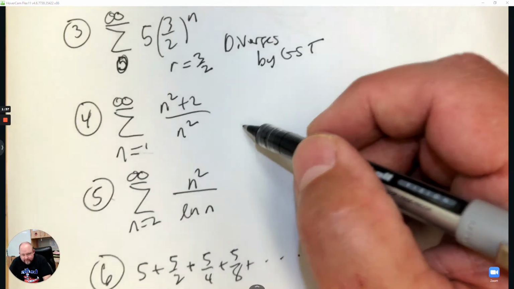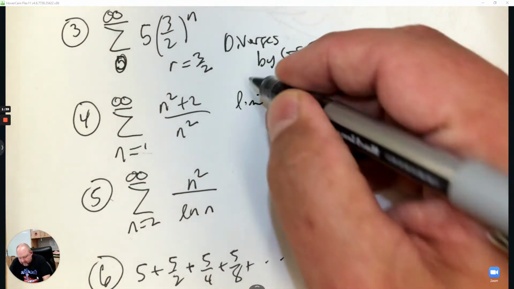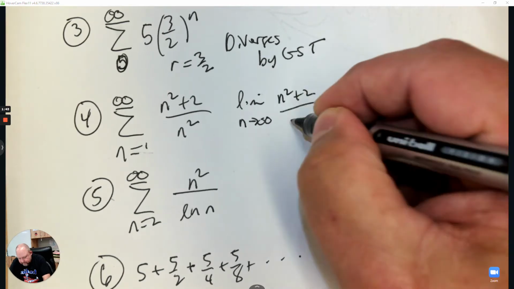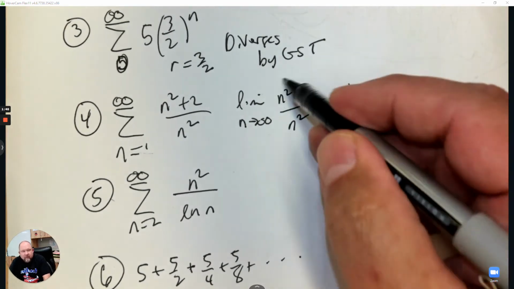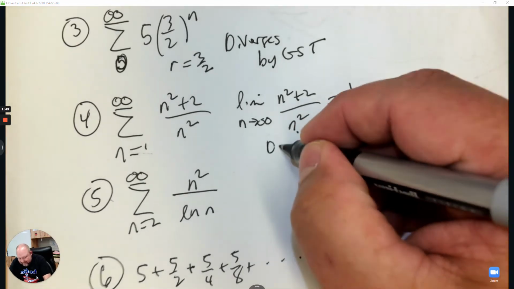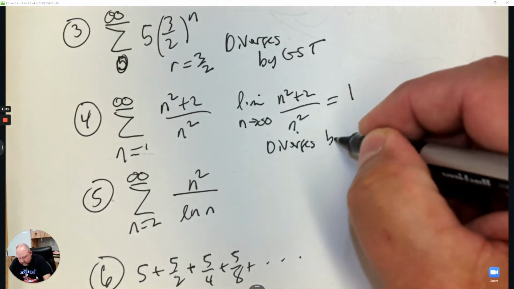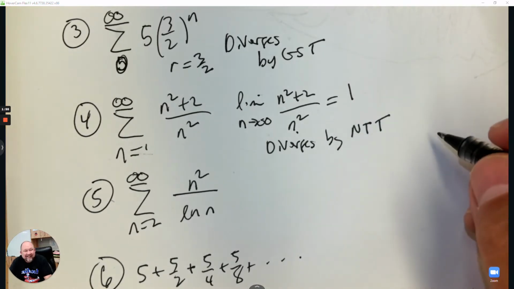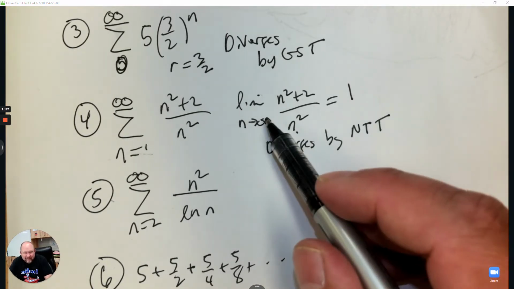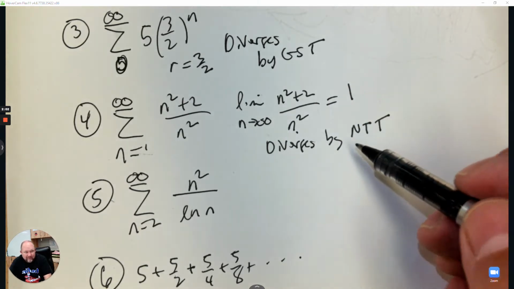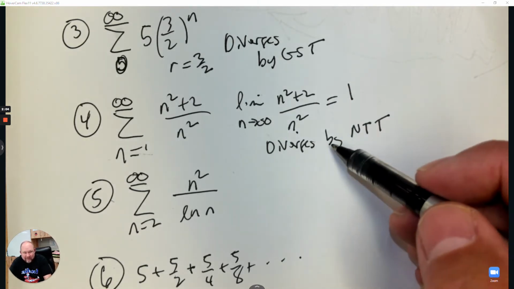Number 4, we have to write this as a limit as n approaches infinity. And if you use the power terms, that's equal to 1. So this diverges. This is called the nth term test. The nth term test means that the limit as n approaches infinity must equal 0 for it to converge. If it equals any other number but 0, it diverges.